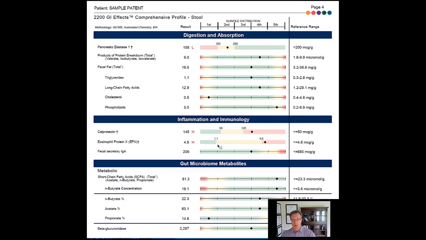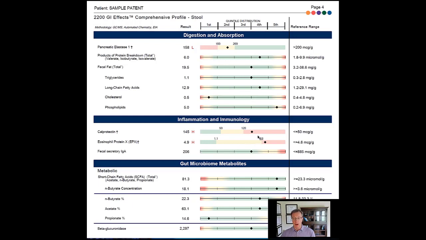this stool test. So initially we'll look at the digestion and malabsorption markers. We'll look at how much pancreatic elastase you have, so how well your pancreas is working, how well it is digesting and absorbing all the foods. Then we'll look at the protein breakdown, how well you digest your protein. Then we'll look at the amount of fat in your stool. So if it's too much, then you're not absorbing fats really well.